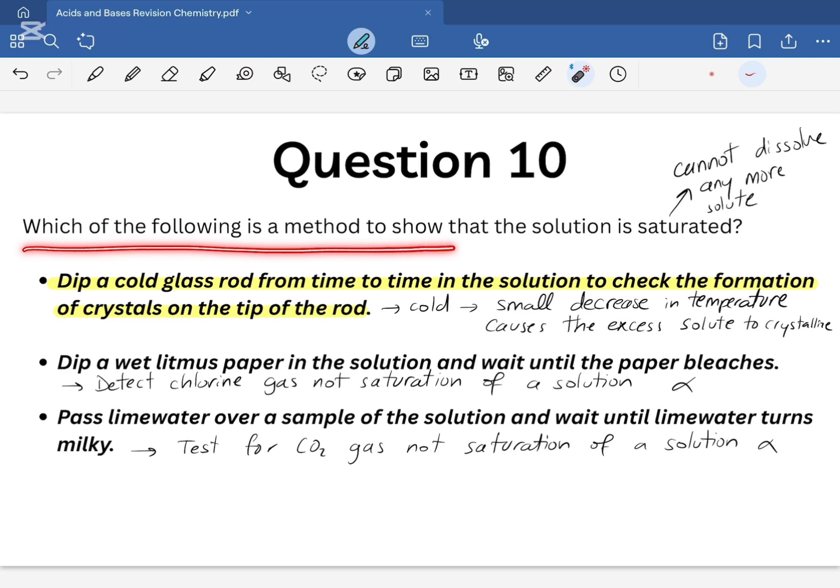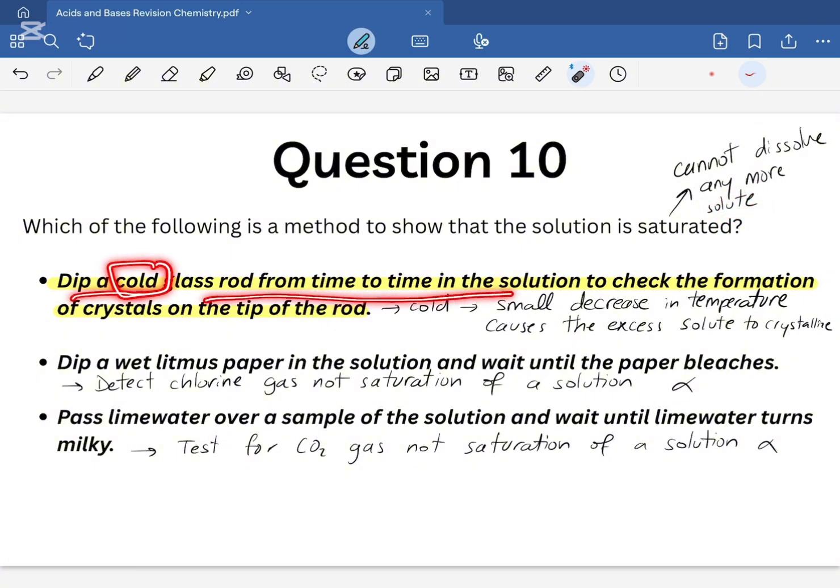Which of the following is a method to show that the solution is saturated? By saturated, we mean that the solution cannot dissolve any more solute. The first option was dip a cold glass rod from time to time in the solution to check the formation of crystals on the tip of the rod. If the glass rod is cold, then we will have a small decrease in temperature, and this small decrease in temperature will cause the excess solute to crystallize. We're going to see crystals on the tip of the glass rod. As we know, when temperature decreases, the solubility is going to decrease. So we're going to see some crystals forming on the glass rod.